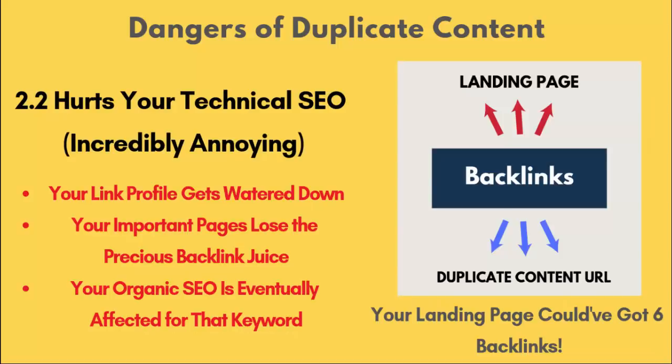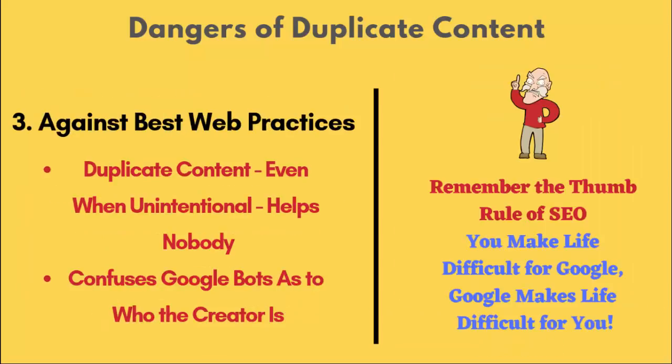Okay, so here's an interesting one as well. Your link profile actually gets watered down because important pages lose the previous backlink juice that they had. Okay, so obviously as a result, your organic search and rankings will be impacted. That's back to the indexation question as well. And also, if you're using duplicate content, you don't really have a linkable asset for outreach or any white hat link building as well. So in short, you don't have a chance of generating any links.